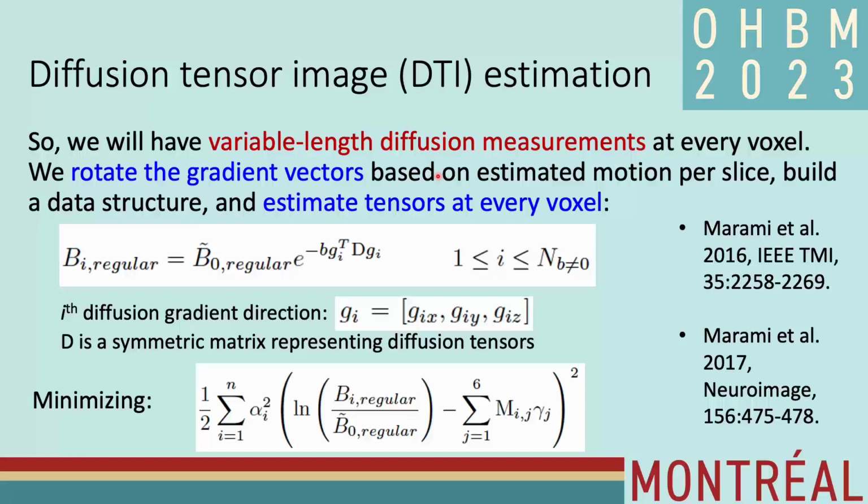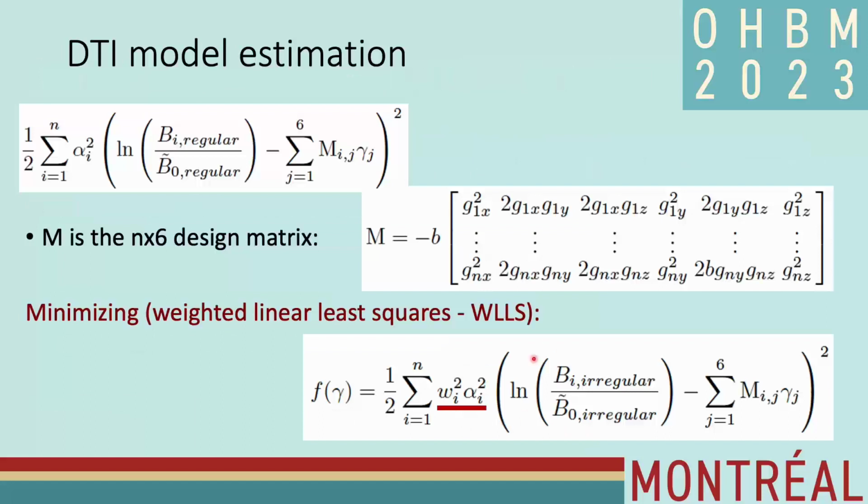On our target image, we rotated gradient vectors based on estimated motion and estimate tensors using weighted linear least squares. So this is the diffusion tensor modeling, and we solve it through minimizing this cost function here. The weights in our WLLS, or weighted linear least squares solution, are important as they incorporate the slice profile and the distance of each slice voxel to the target volume in the MRI model that we have.